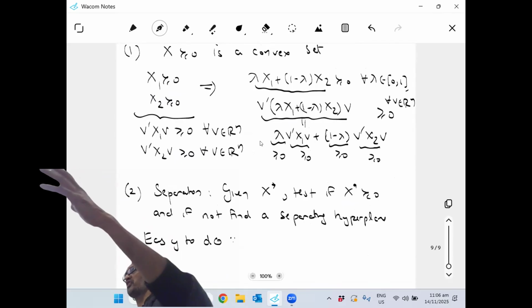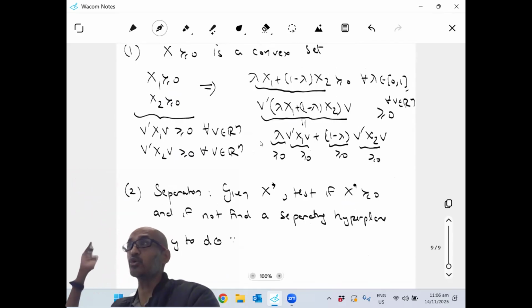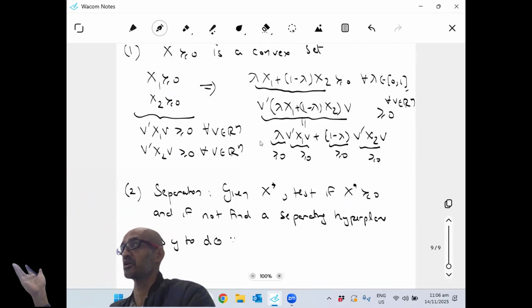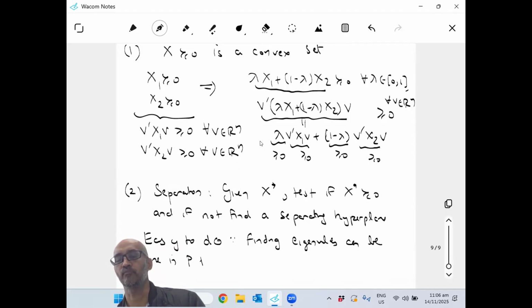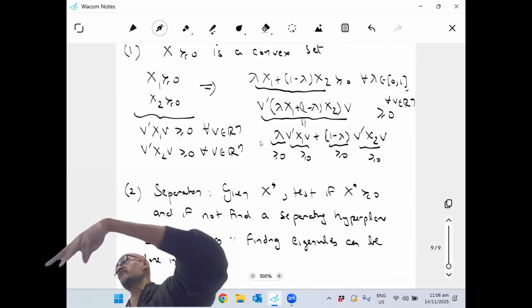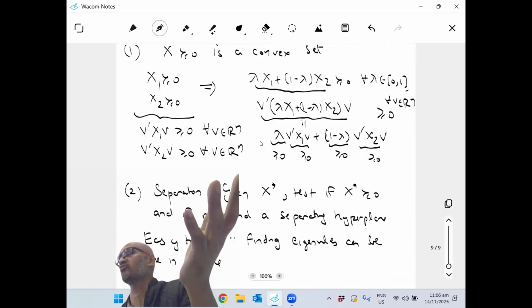if I give you a matrix of size n by n, you can calculate eigenvalues using linear algebra, basically order n cubed operations, because finding eigenvalues of a matrix is easy. Finding eigenvalues can be done in polynomial time, essentially in cubic time. So I can find eigenvalues efficiently. I find all the eigenvalues. If they're non-negative, the matrix is positive semi-definite.